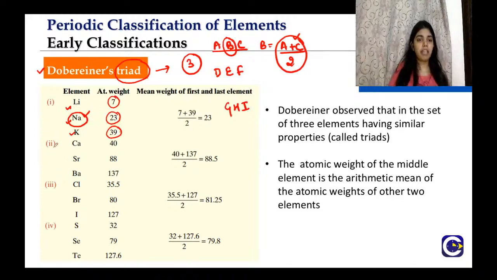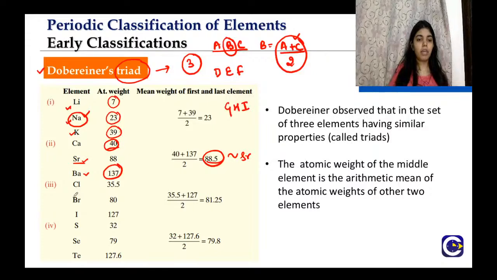Now consider the next triad, calcium, strontium, barium. 40 is the atomic weight of calcium, 88 is that of strontium, and 137 is the atomic weight of barium, right? If you add up 40 and 137 and divide by 2, basically the arithmetic mean of the first and the third element, it comes to 88.5, which is close to the atomic weight of strontium.